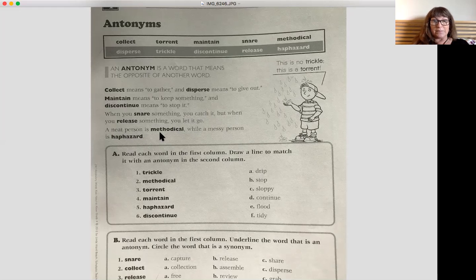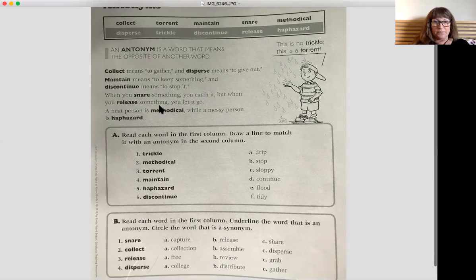A neat person is methodical. That means they have a method. You can see the word method in there. It means they have reasons as to why they do certain things. While a messy person is haphazard, just throwing things everywhere, messy.